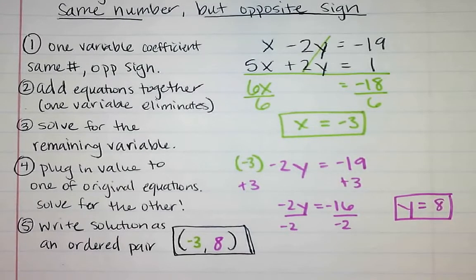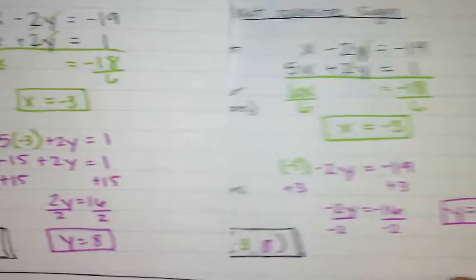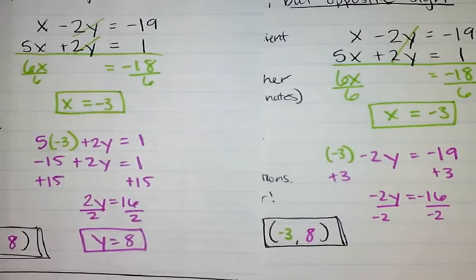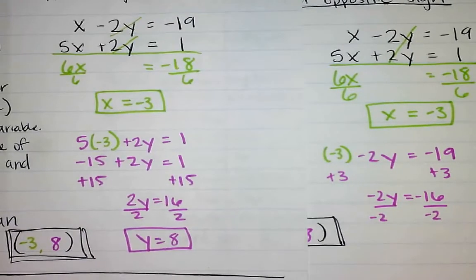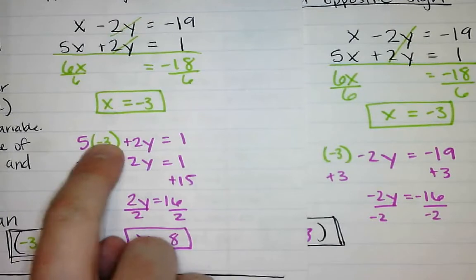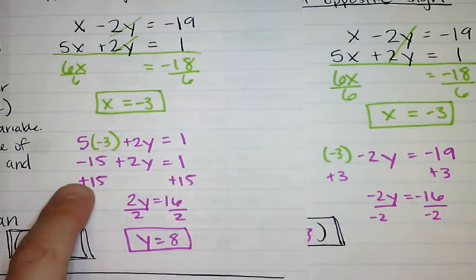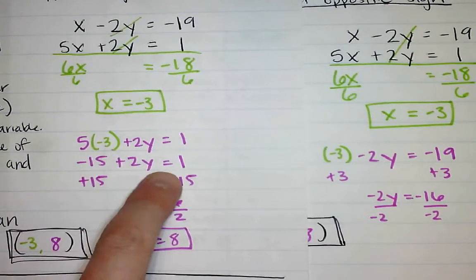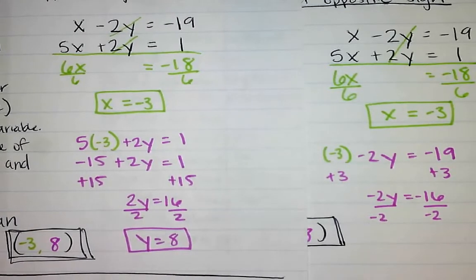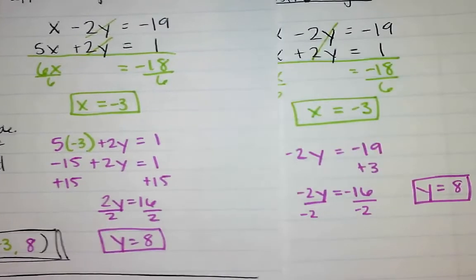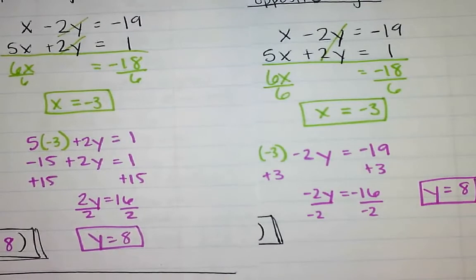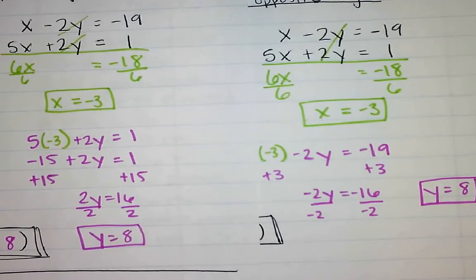All right. So, and guys, like I said, I did it the other way. I did it with the other equation in my first class. So check this out. I did 5 times -3 plus 2y. So then I had -15 plus 2y equals 1. Added 15 to both sides. 2y equals 16. Look at that. My y was still equal to 8. So it really doesn't matter which equation you pick as long as you pick one of the original ones.